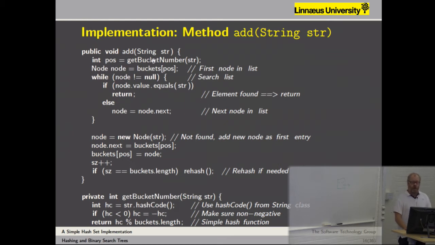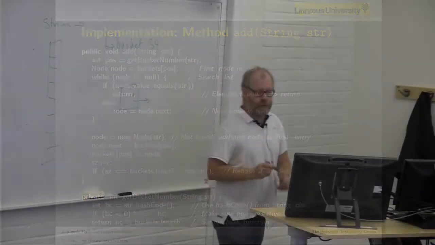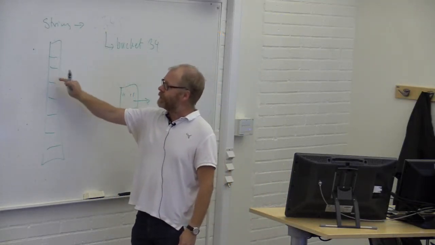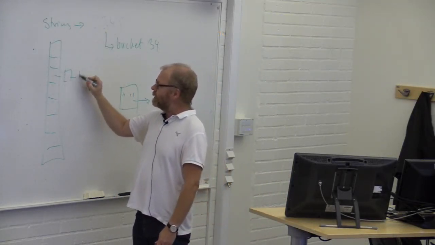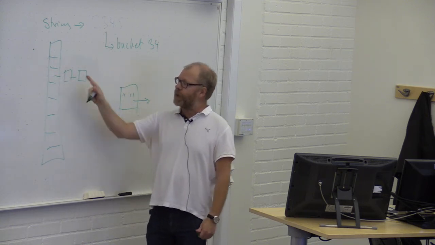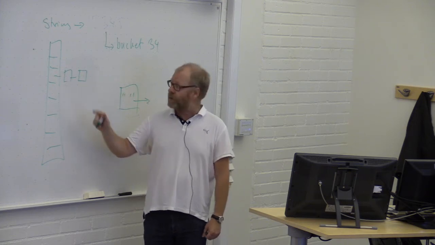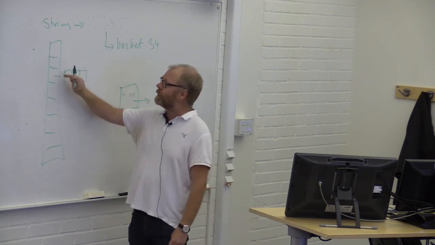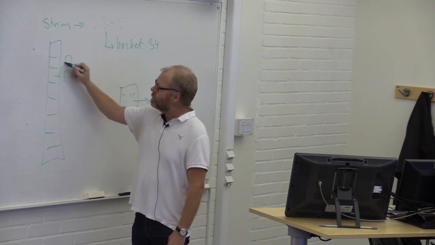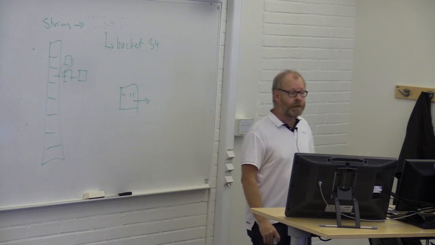So I compute the bucket number, that means a position in this array. And then we find that it should be in this position. Then we are checking this list. If we can find it in this list, then we are done. We shouldn't add a duplicate, so then we're just returning. Otherwise, what I'm actually doing is inserting it first here. I'm adding it. We are done.